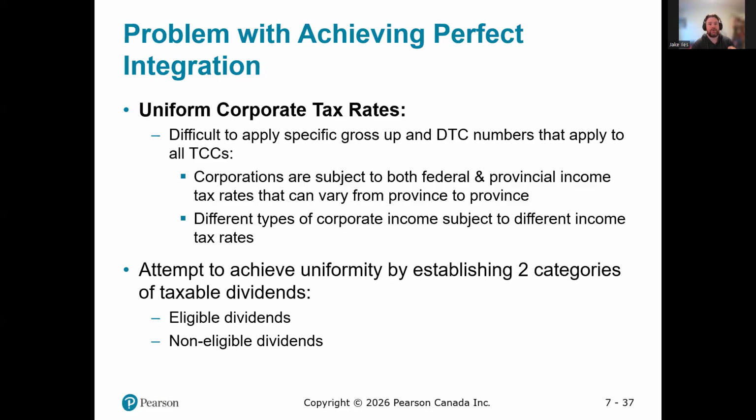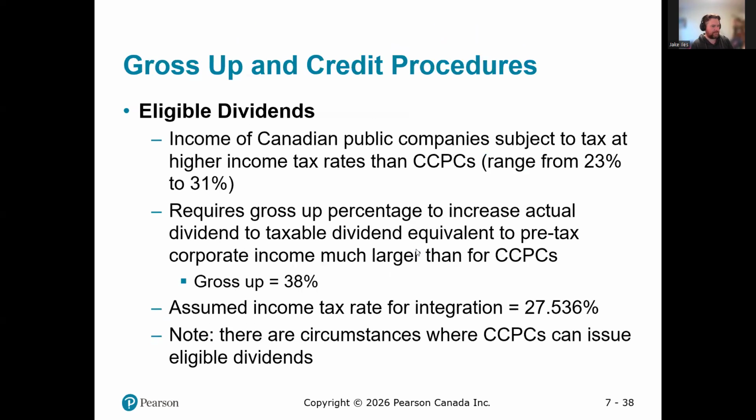So what they try to do is take the collection of most common tax rates and bundle them into two gross up rates. There's eligible and non-eligible.